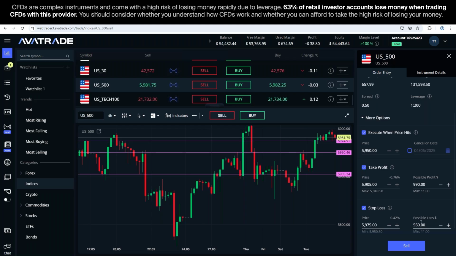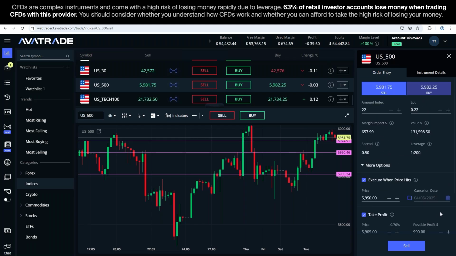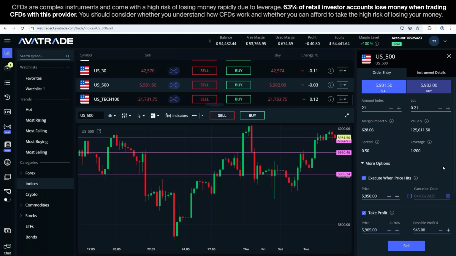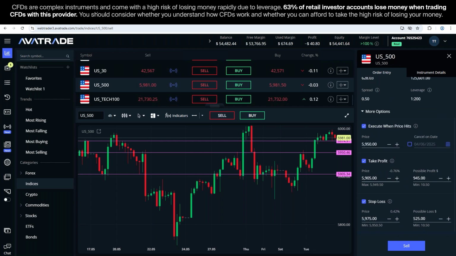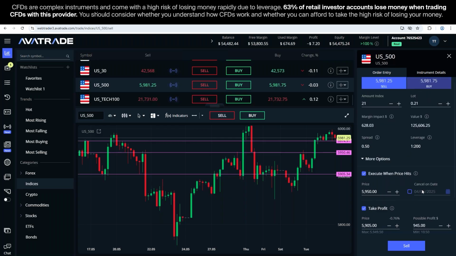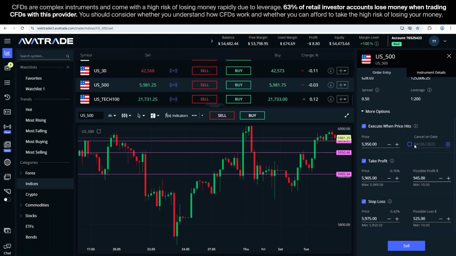Possible profit almost 1,000, risking 550. Okay, and I can zero in even closer if I want, 0.21. Okay, now I'm just under 1%, still near 1,000 potential profit. Okay, so I've got that set up. If I'm happy with that setup, then I click sell.